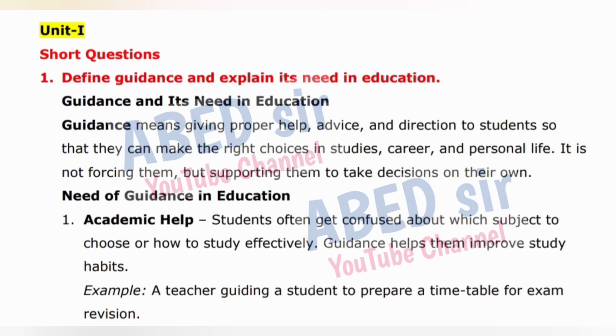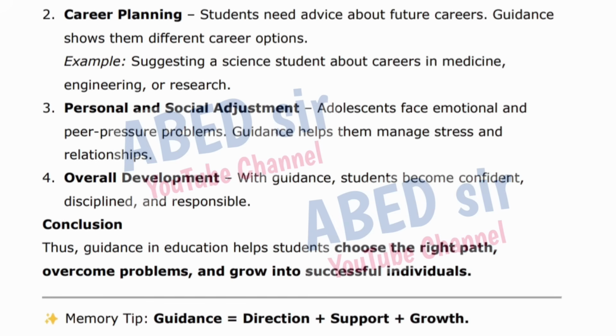Need of guidance in education. 1. Academic help. Students often get confused about which subject to choose or how to study effectively. Guidance helps them improve study habits. Example: a teacher guiding a student to prepare a timetable for exam revision. 2. Career planning. Students need advice about future careers. Guidance shows them different career options. Example: suggesting to a science student careers in medicine, engineering, or research.